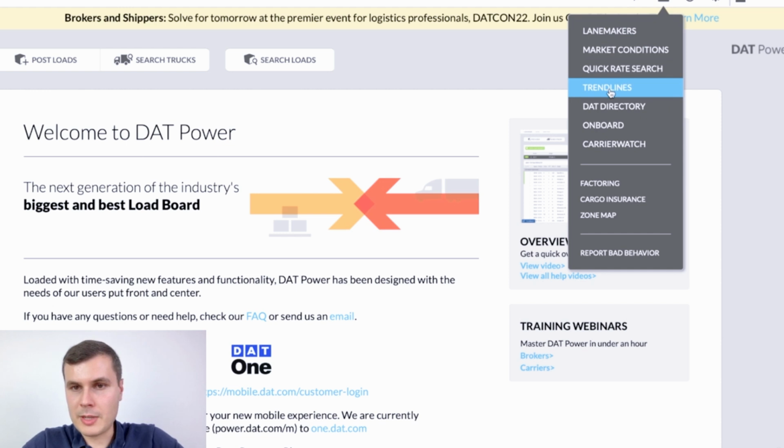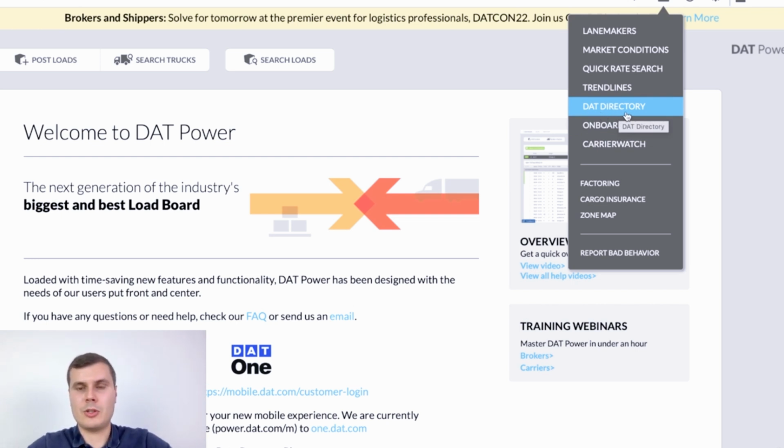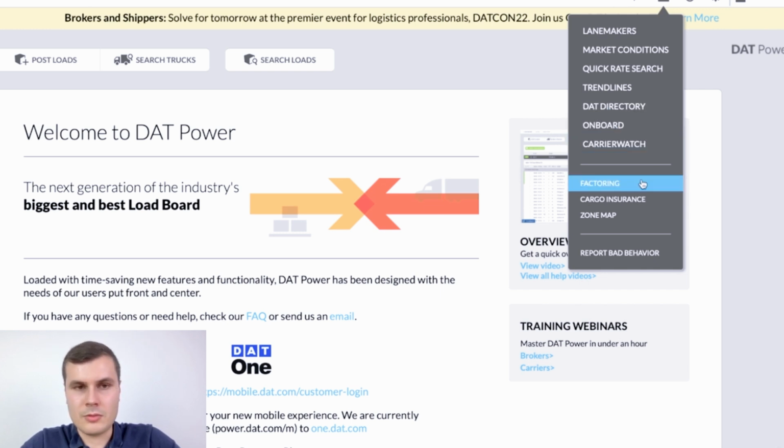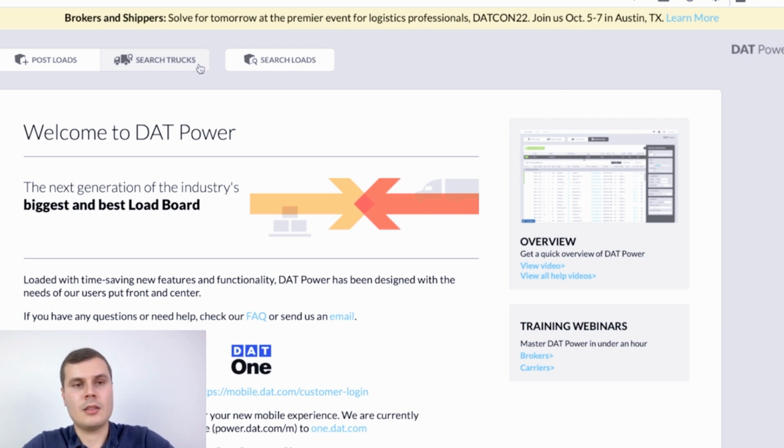Okay, so then we have the trend lines. We already saw that. That's available to us. DAT directory. That's just a directory where you can search companies. I'm not going to click on it now, but you can search by MC number, company name, or phone number, and you can search any carrier or any broker. Okay, so all of the tools are not really important to us. My subscription allows me to search for trucks, so I can search for loads and then search for trucks and compare that statistics. That's going to be the same statistics as the load to truck ratio that we've already seen.